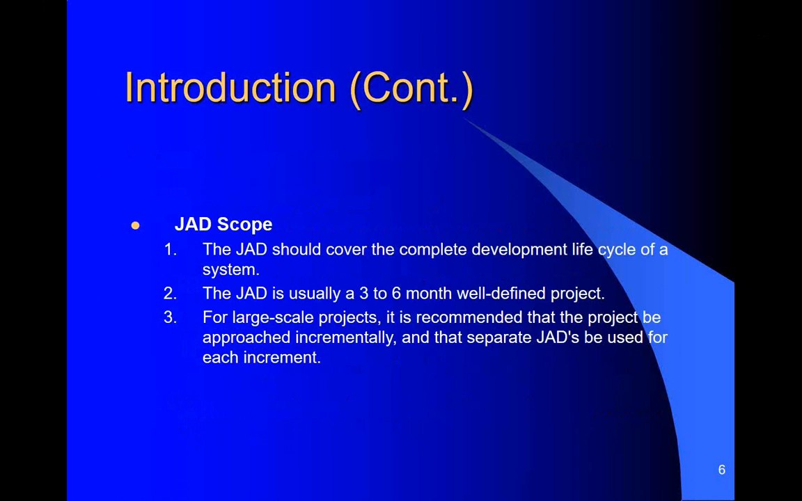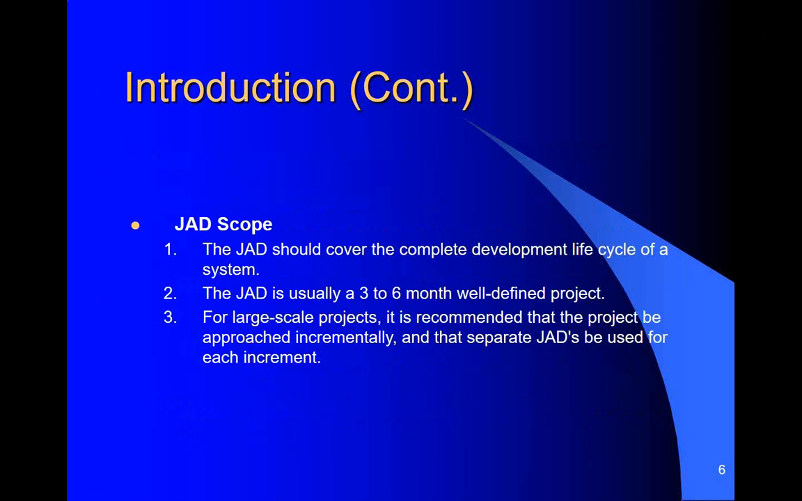JAD scope. What does JAD mean? What is the scope of JAD? Duration, process scope, software development lifecycle scope. So JAD, or Joint Application Development approach, covers the entire development life cycle of a system.